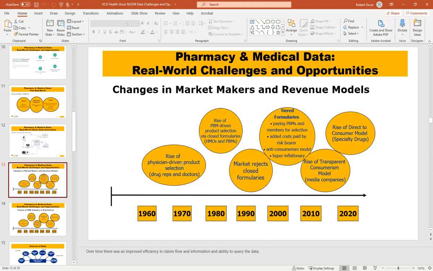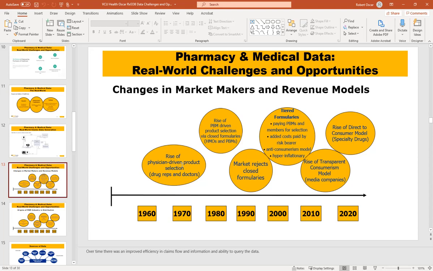And that's really when physicians got that central role. And if you're a pharmaceutical manufacturer, the way you address that and make sure that your products are purchased is you hire drug reps to convince the doctors to buy your products. Later on, there was a disintermediation.